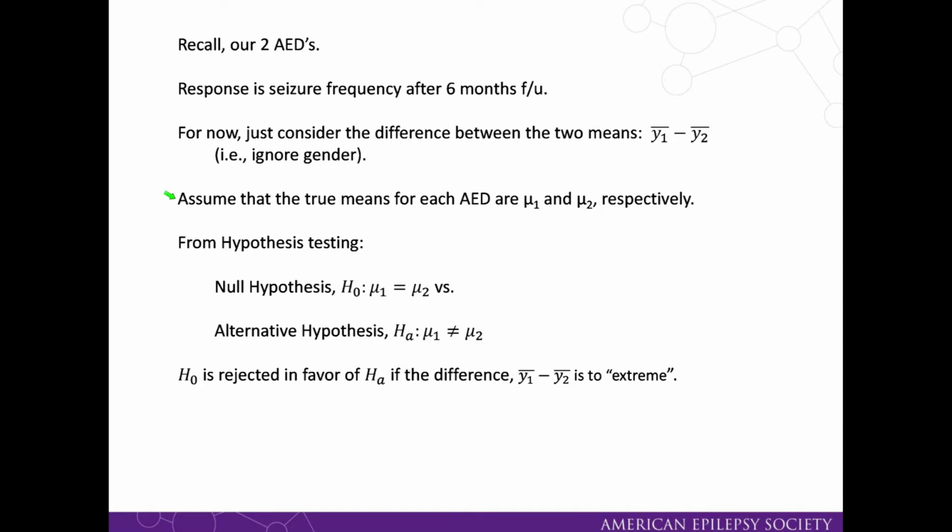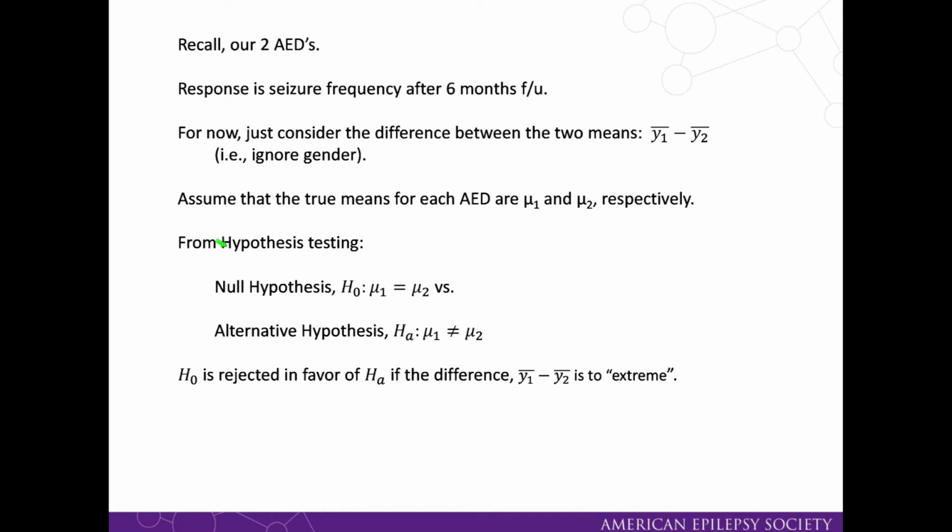So let's assume that the truth, in other words, the true means for each AED reduction in seizure frequency, would be mu1 and mu2. Now, mu1 and mu2 use the Greek letter mu, lowercase, which we usually use to represent the English letter m. So mean is m, Greek m is mu, so in a nice world, y1 bar, the sample mean of the first AED, should approximate mu1, and y2 bar, the sample mean of the second AED, should approximate mu2.